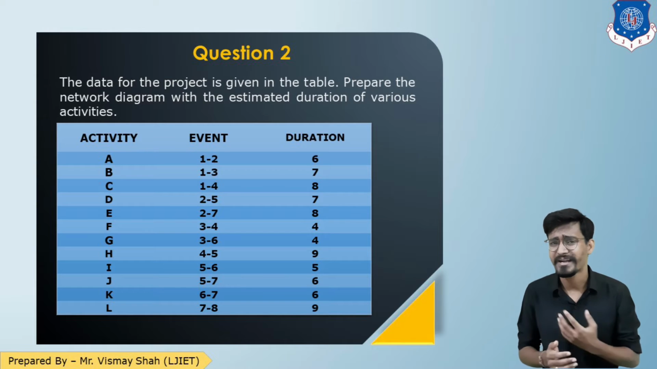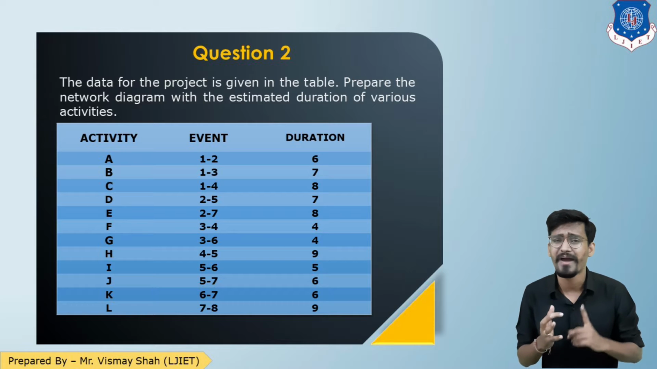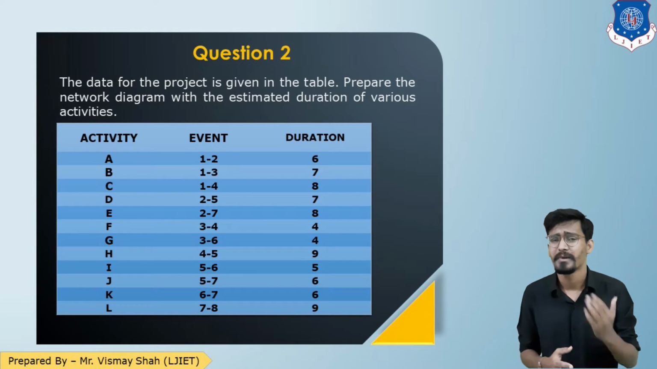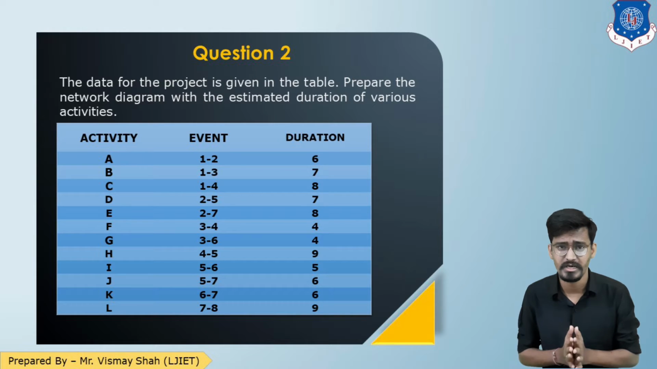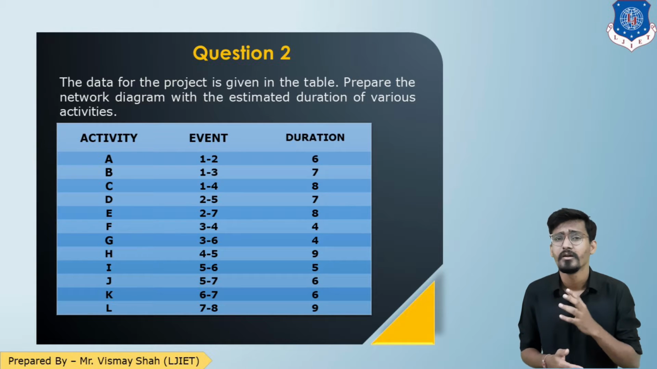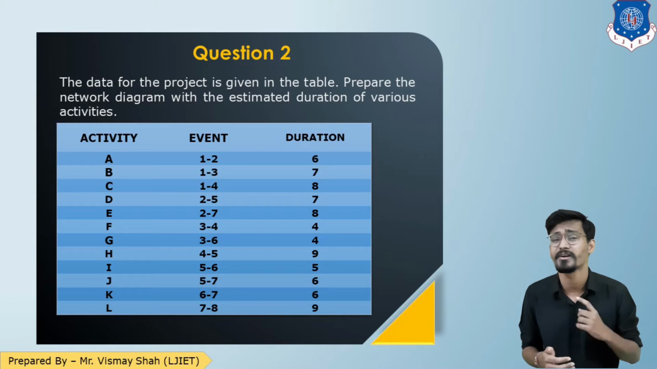See, I am not writing in the question. There are three things that we need to find: total duration, critical path, and table of flows. But here, as you can see in the question, the direct network is not given. Students, in this sum, the direct network is not given. To prepare the table, we need to prepare the network, and to prepare the network, the table is given to us.